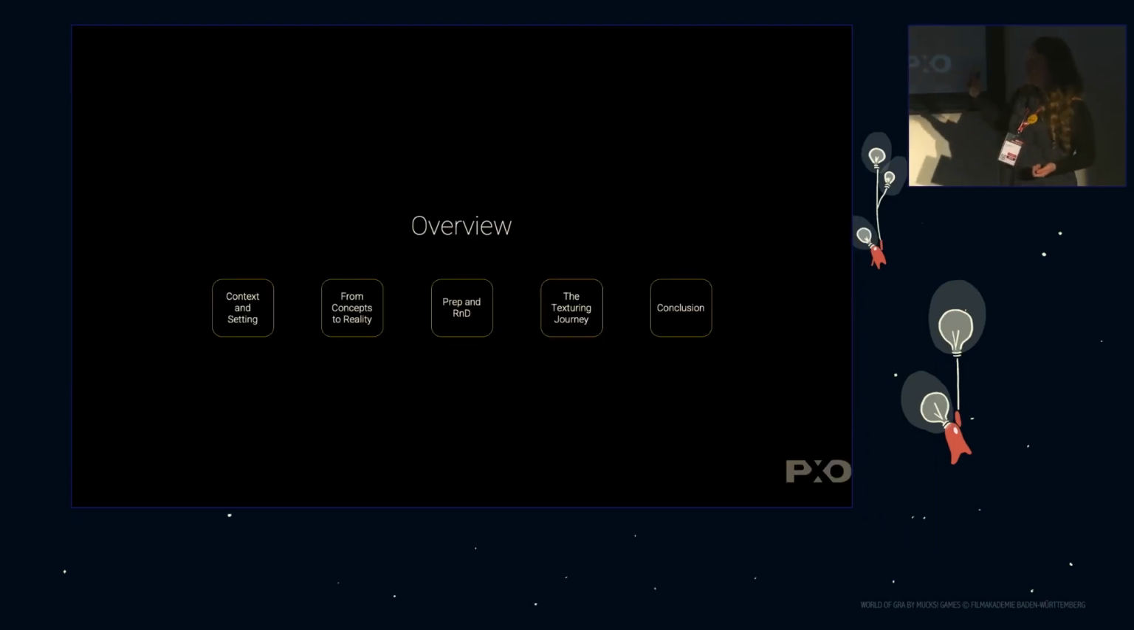This presentation is about our texturing journey, but texturing journey doesn't only mean opening Mari and starting to texture. It means going through a lot of steps before you can actually enjoy the texturing process, and this is what we're going to see today.